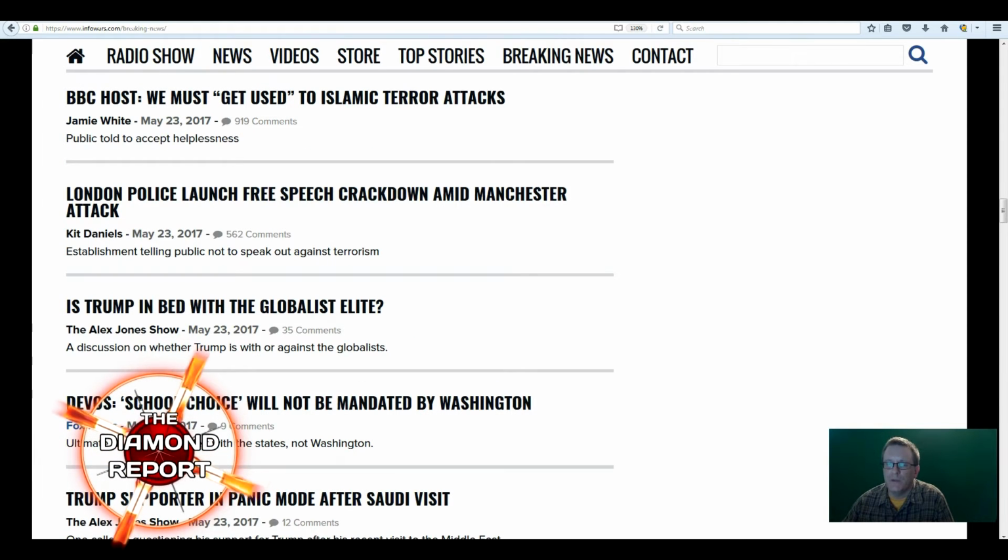London police launch free speech crackdown amid Manchester attack. Establishment telling public not to speak out against terrorism. That's right, we wouldn't want to offend the terrorists who run around blowing people up. We don't want to make them mad.